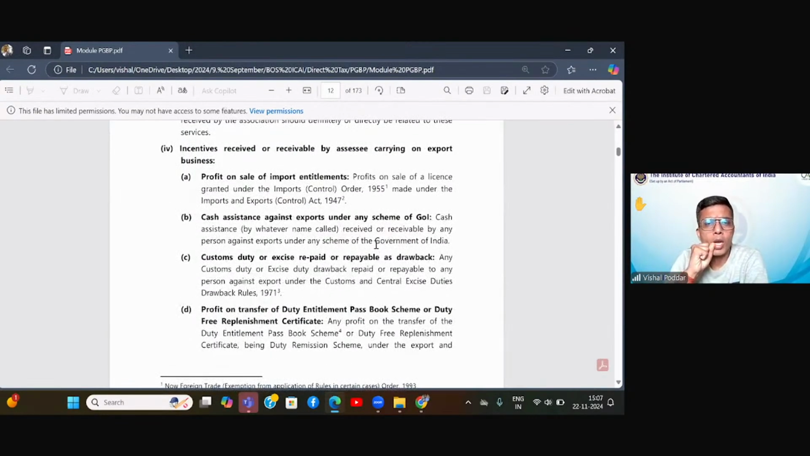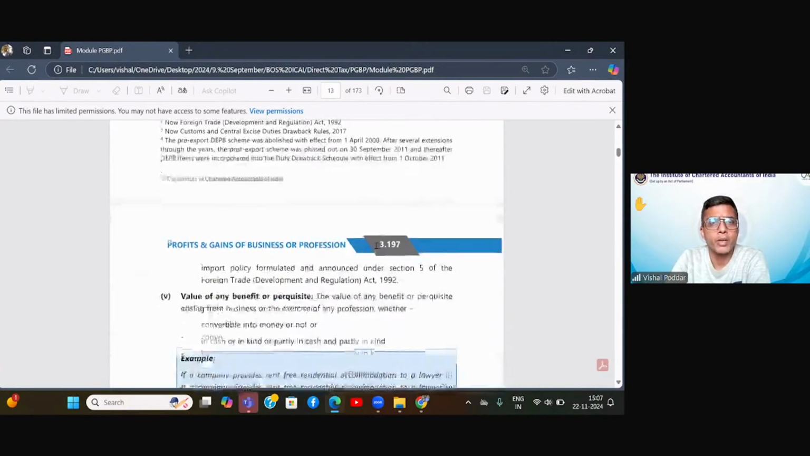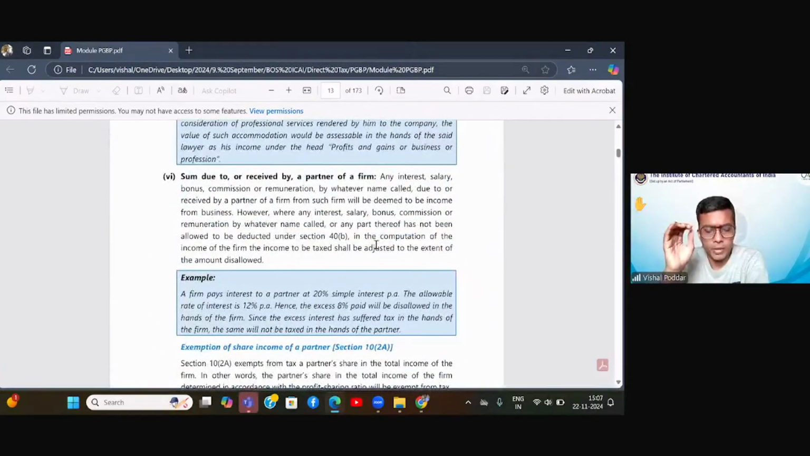Then there are export related benefits. When you're doing business, your business has exports. Whenever you make exports, you get different types of benefits. All these benefits that you receive would be taxed under the head PGBP.